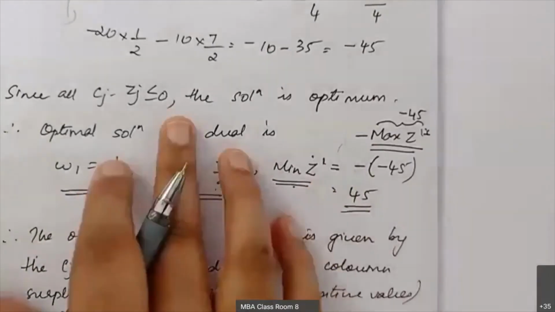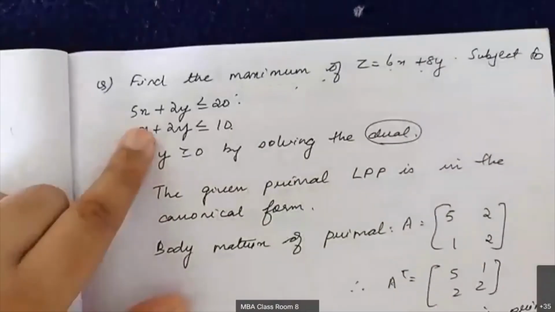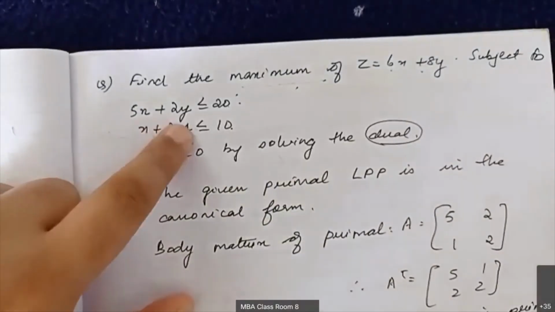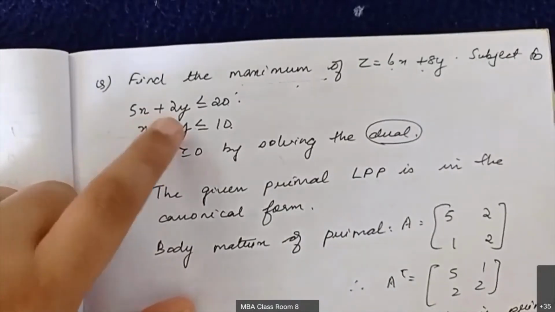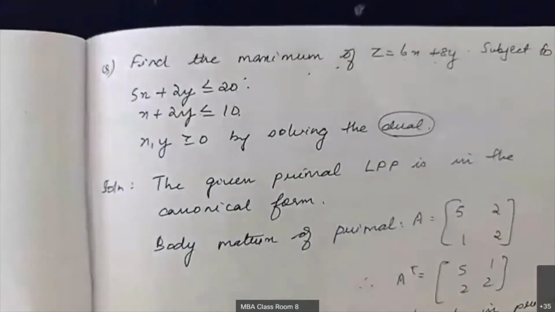What is our question? We have to solve the primal LPP. Primal LPP, what are the variables? X and Y. Till now we have not got the value of X and Y. From where do we get that value?